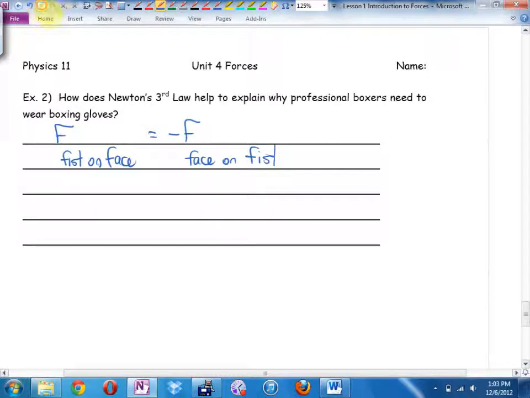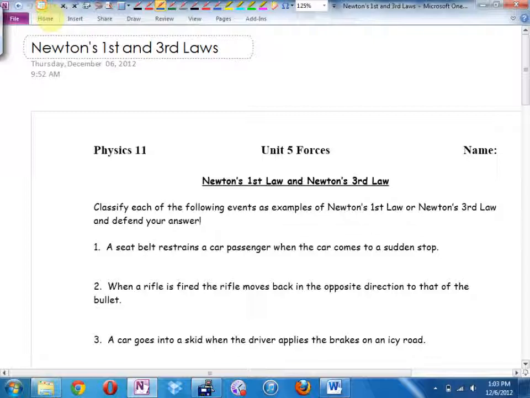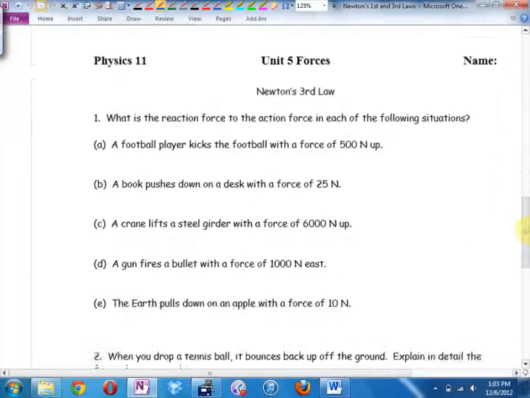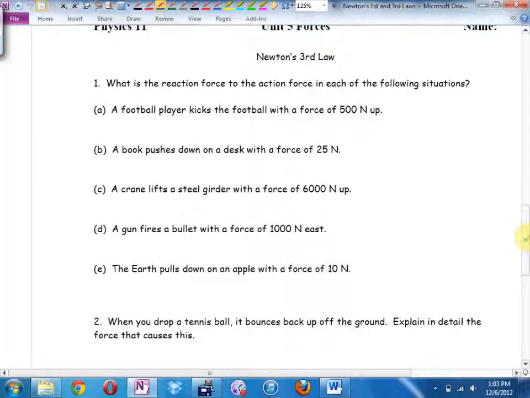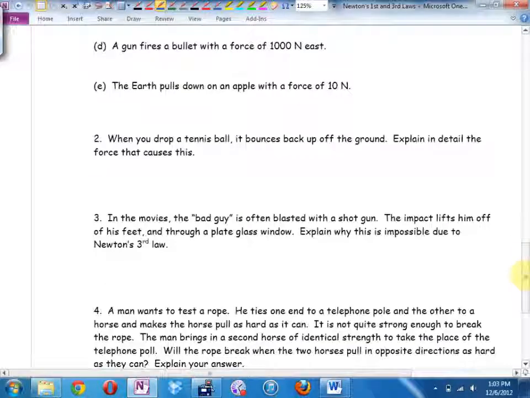Homework on this sheet here, called Newton's first and third laws. On the front page, you're just going to try and classify whether it's Newton first or third. How about a 1 for first? How about a 3 for third, whether it's an example of that? Some are examples of both, and I will take both answers. We'll go over the answers next class. On the back page, see if you can figure out what the pair force, what the reaction force is in those situations. And then see if you can articulate a good answer to number 2, 3, and 4. We'll talk about all of this next class.